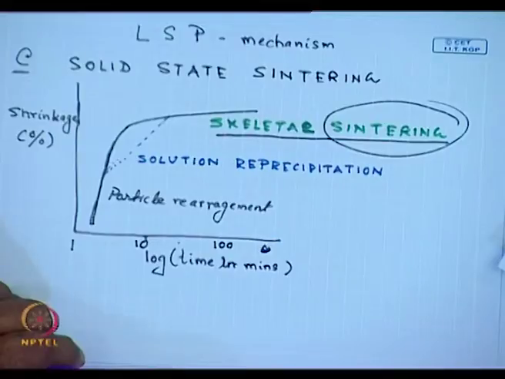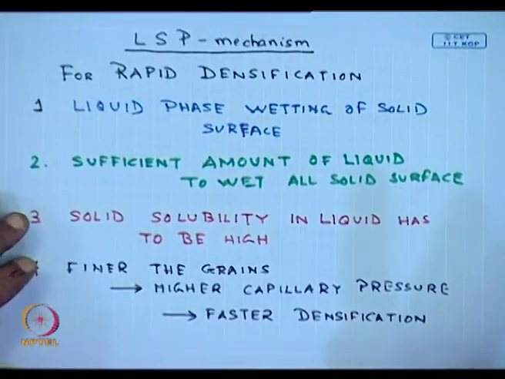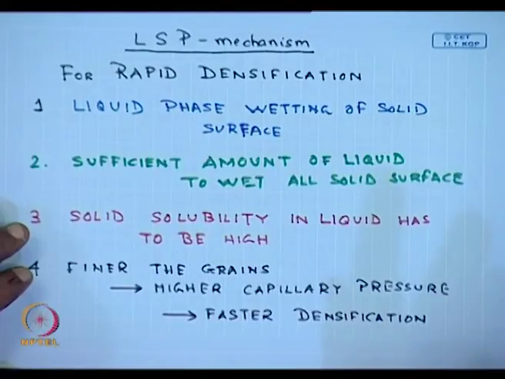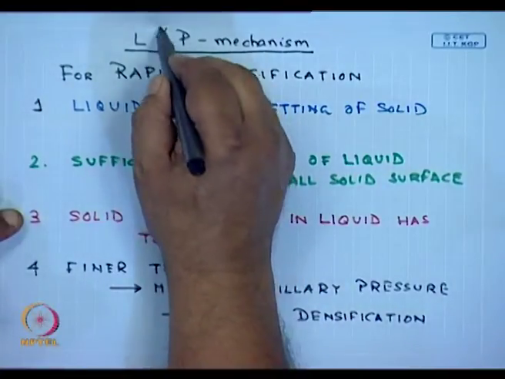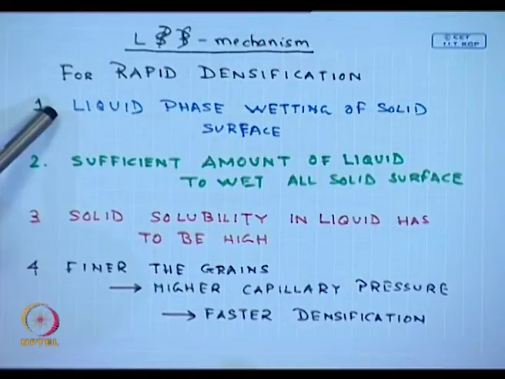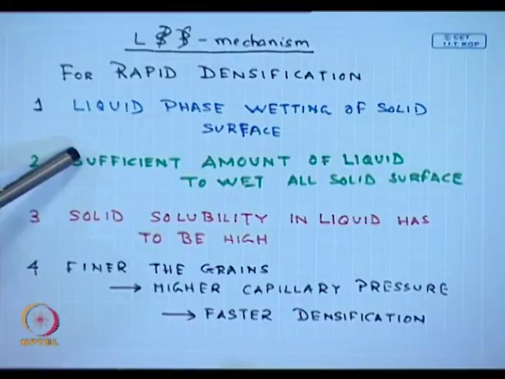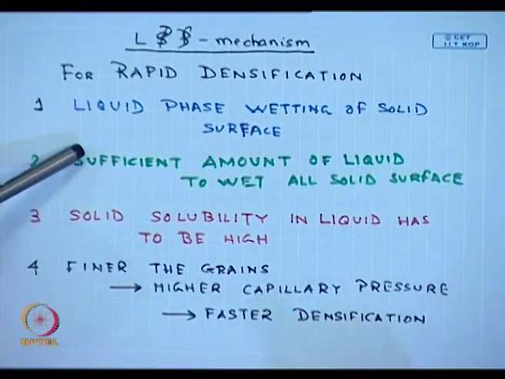So, for liquid densification, the liquid phase sintering process, we need liquid phase wetting of the solid surface. A sufficient amount of liquid should be there to wet all the surfaces.